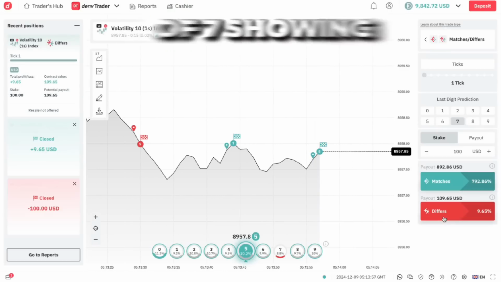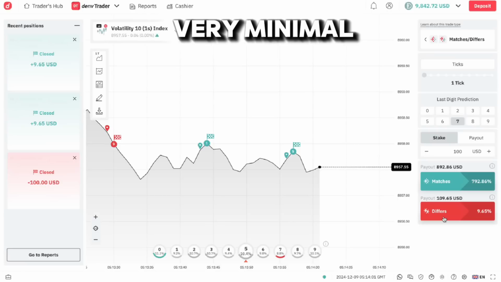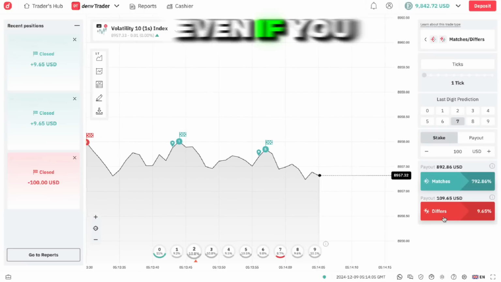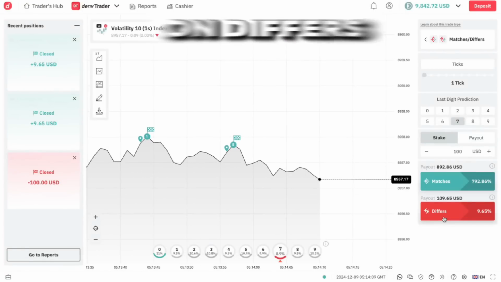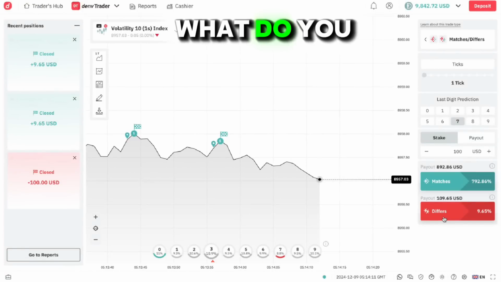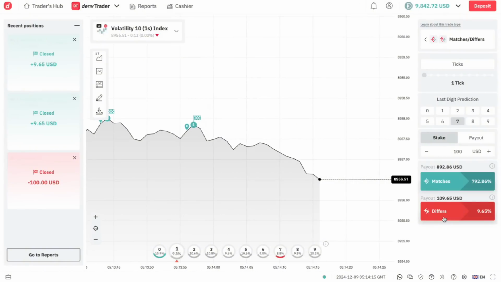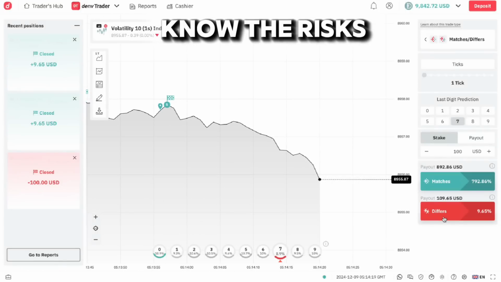So the likelihood of 7 showing up in almost 100 runs is very minimal. But the problem is if that 7 shows up, even if you had gone, for example, for you to make $100 on differs, what do you need? You need 10 runs of $9. And for you to lose it all, you need 1 run. So you must know the risks that you face.